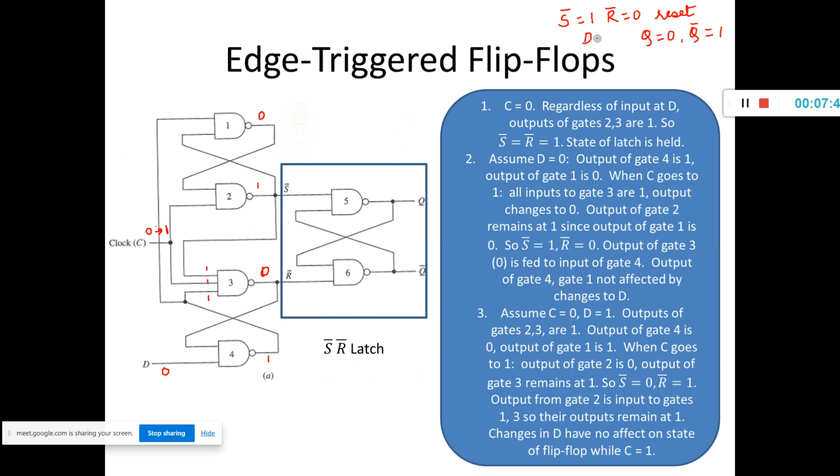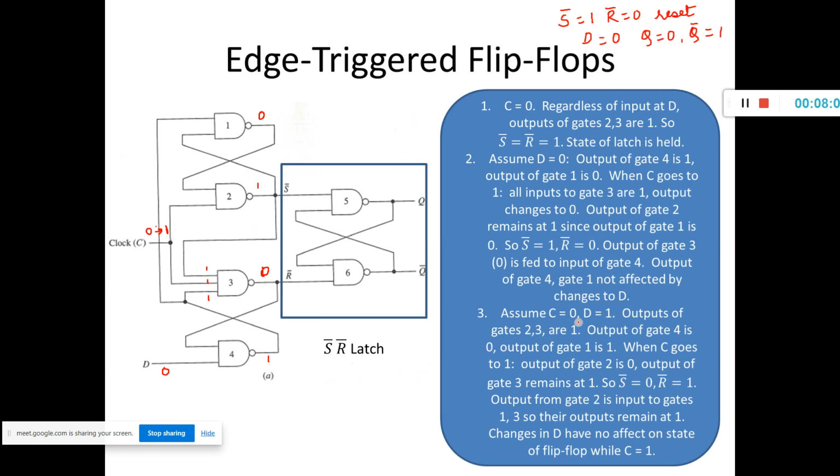So we had applied D is equal to 0. As we all know, the D flip-flop is also called the delay flip-flop or transparency flip-flop. Transparency means what? If D is 0, Q is 0. If D is 1, Q is 1. So the D has appeared at the Q, which is 0.